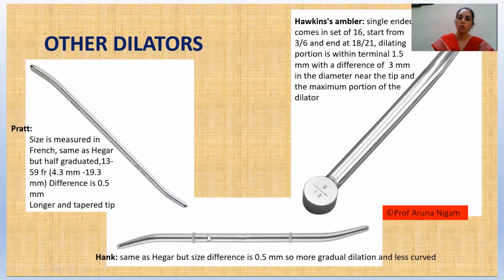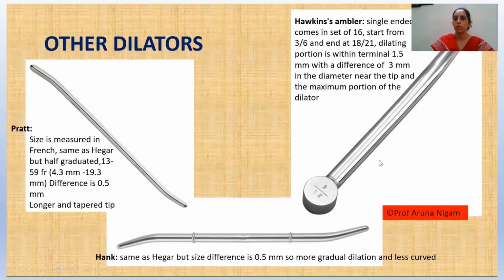Hank is also almost the same as a Hegar, but the size difference is again 0.5 mm, and more gradual dilatation can be done with it, and it is less curved. As you can see, it appears to be slightly thinner, and because of the difference between the two sides of 0.5 mm, it appears to be the same size.